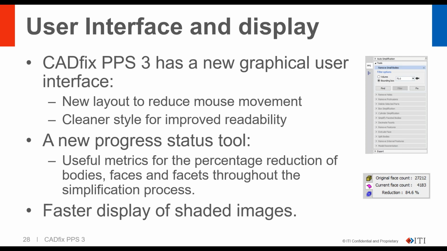The reduction in face count gives insight into how much data is being removed from a model as we perform the simplification, showing how effective individual tools have been with regards to total data reduction. The face count reduction is typically a slight underestimate of the total file size reduction, assuming that the file type read in and exported are the same. And finally, for this section, CADfix PPS 3 is faster to display shaded images than in previous versions.